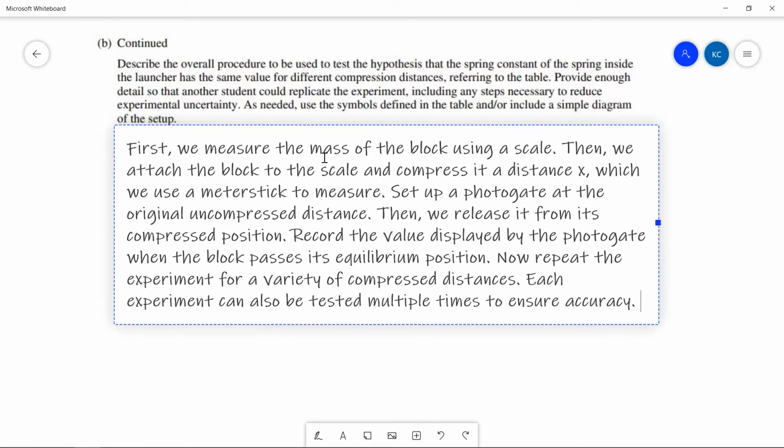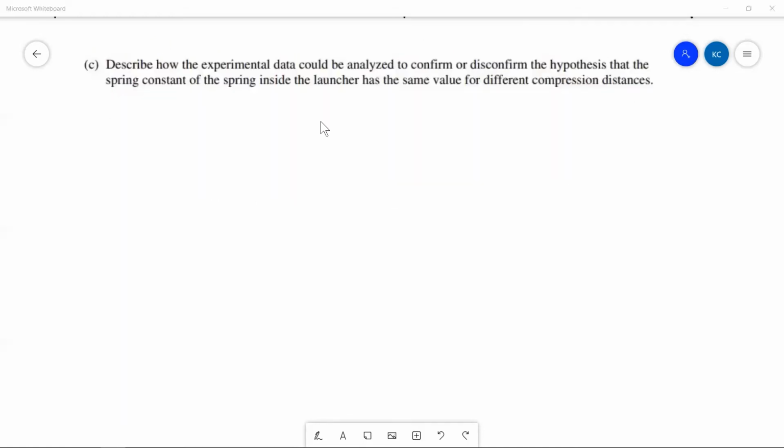So first, we measure the mass of the block using a scale. Then we attach the block to the spring and compress it a distance x, which we use a meter stick to measure. Set up a photogate at the original uncompressed position. Then we release it from its compressed position. Record the value displayed by the photogate when the block passes its equilibrium position. Now repeat the experiment for a variety of compressed distances. Each experiment can also be tested multiple times to ensure accuracy.